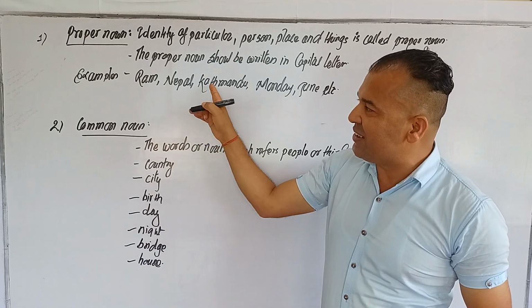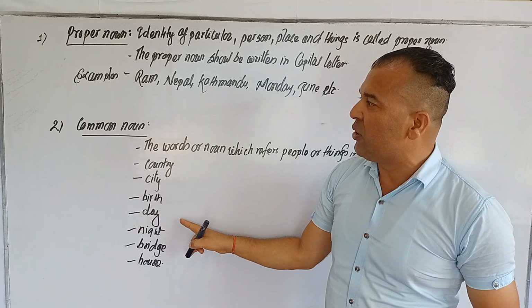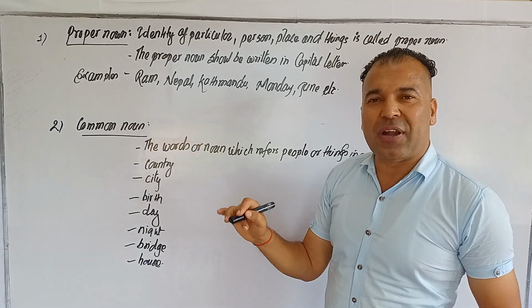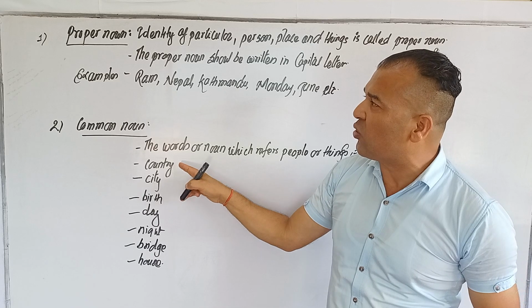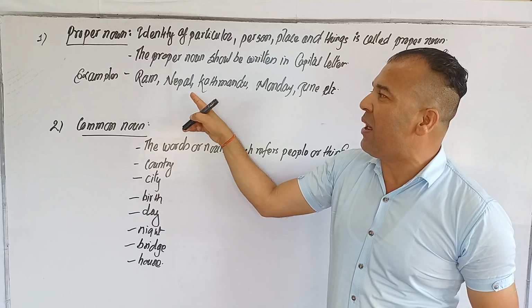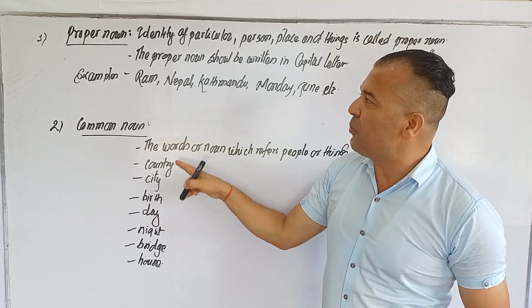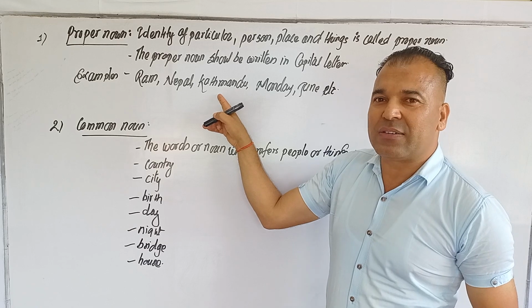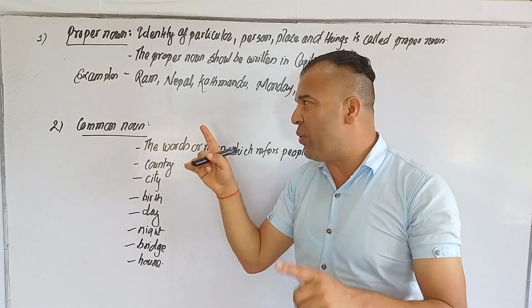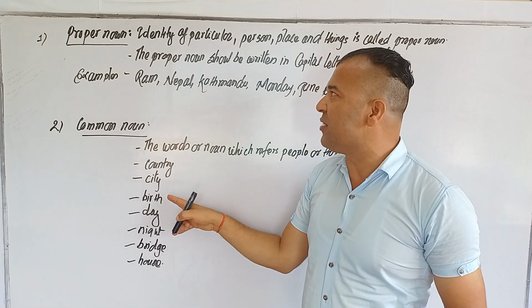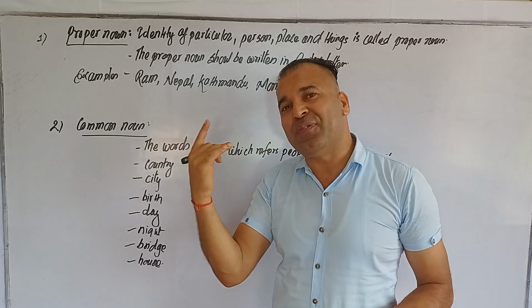Let's see what is the difference between common noun and proper noun. All right, this proper noun and the common noun, you can find out the city. Country means not only Nepal. This is the city, not only Kathmandu, but Kathmandu is only one. The city is different. Birth is not only one day, different dates.